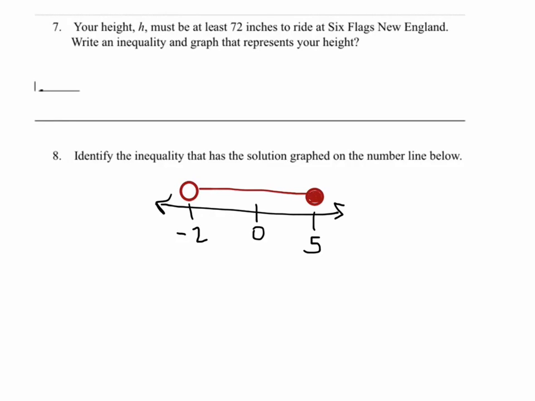I'm going to do this one for you, these two. H must be at least. Must be at least. So you want to say H, you have to be bigger, right? In rides, you got to be bigger than that. 72. That's pretty big. Now, this one is something like this.